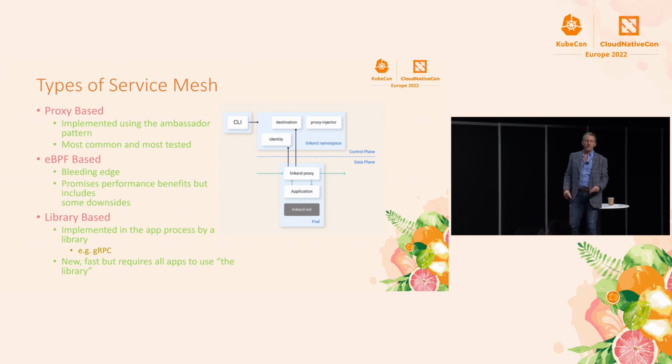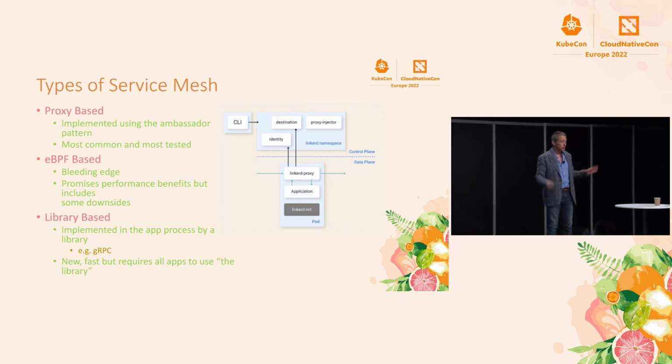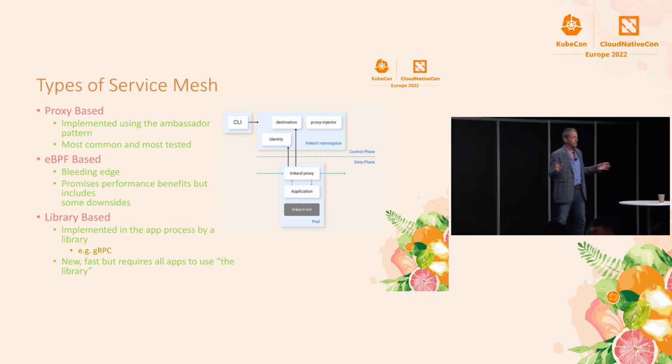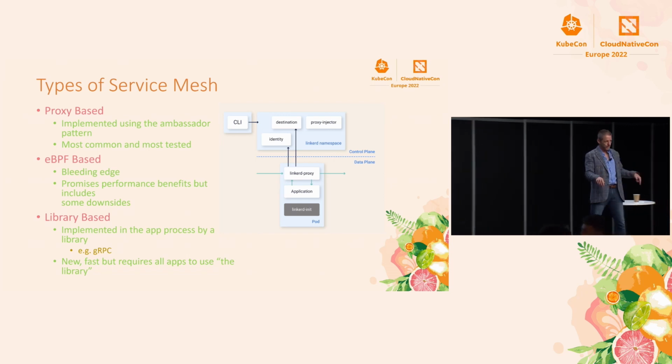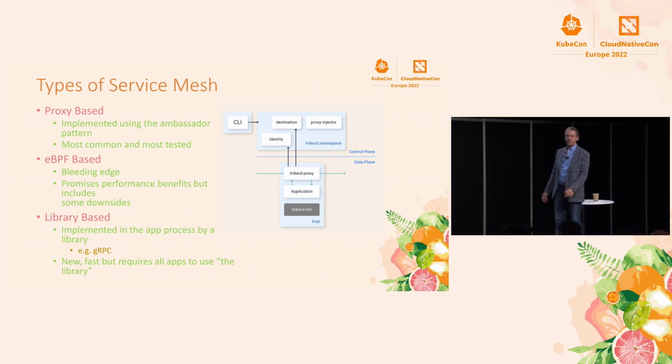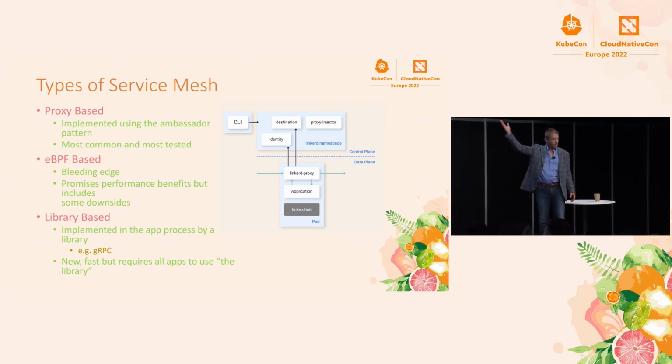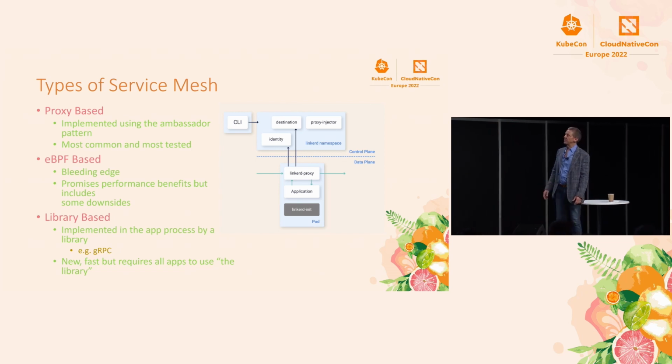Then you have eBPF-based. So this is a little bit bleeding edge. There's some really awesome stuff in the hopper there, but there's some downsides too. And the biggest thing is that I don't think you're going to see a lot of GA eBPF service mesh implementations at this moment. Soon, but it's a little early days there. Cilium, for example, and others can provide that kind of functionality.